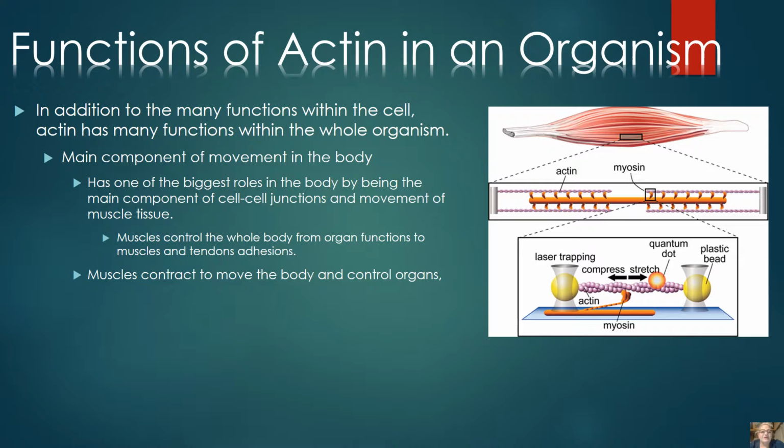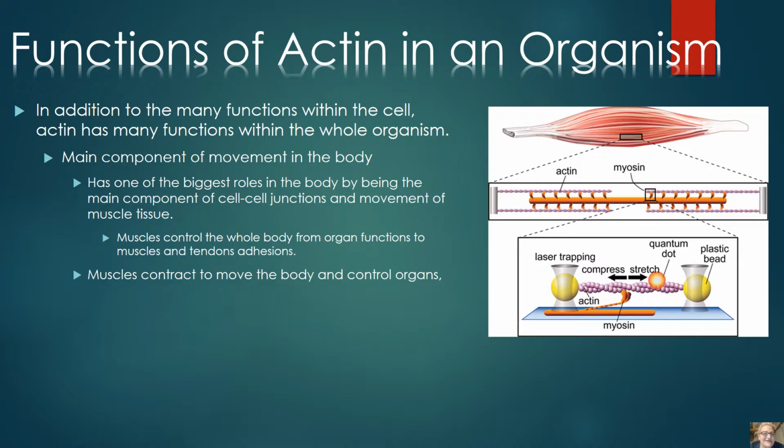Actin is the main component of movement within the body. Without actin, we would not be able to move. It has one of the biggest roles in the body by being the main component of cell-cell junctions and movement within muscle tissue. Muscles control the whole body, from functions of organs to the muscle and tendon adhesions.